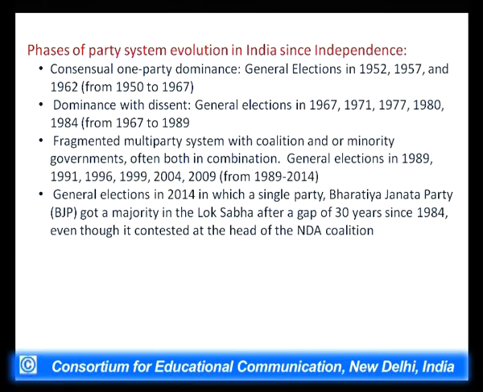The fourth phase has returned in this form after a gap of 30 years. After 1984, all governments in New Delhi were coalitional governments, but in 2014 we have got a single party majority, although the party contested the elections at the head of a coalition, the NDA coalition. BJP contested at the head of the NDA coalition, but BJP alone has won 282 seats, which is a landmark victory, particularly in view of the fact that this has happened in Indian political system after a gap of 3 decades.